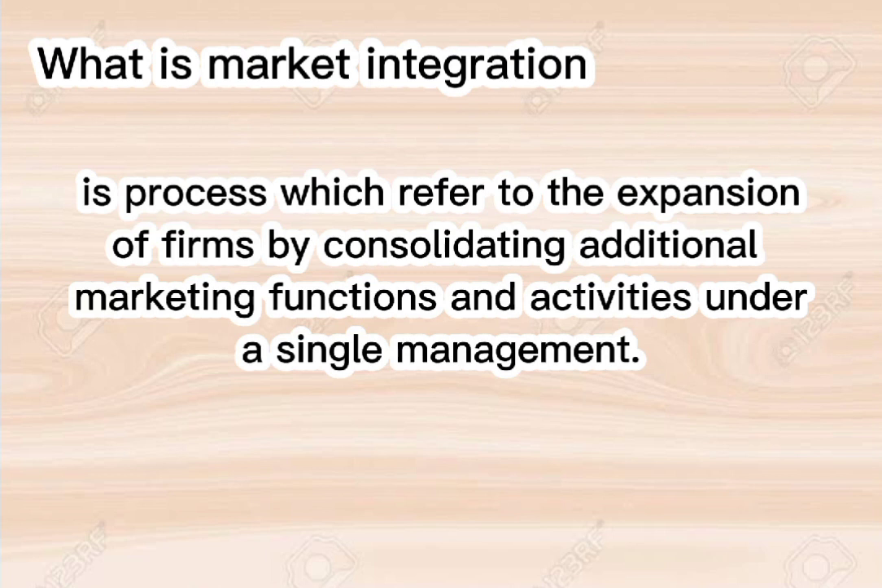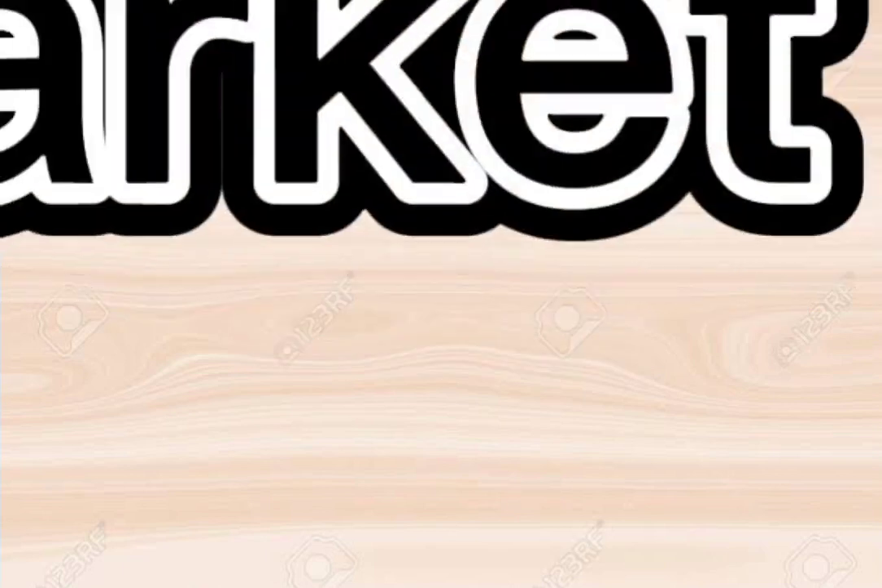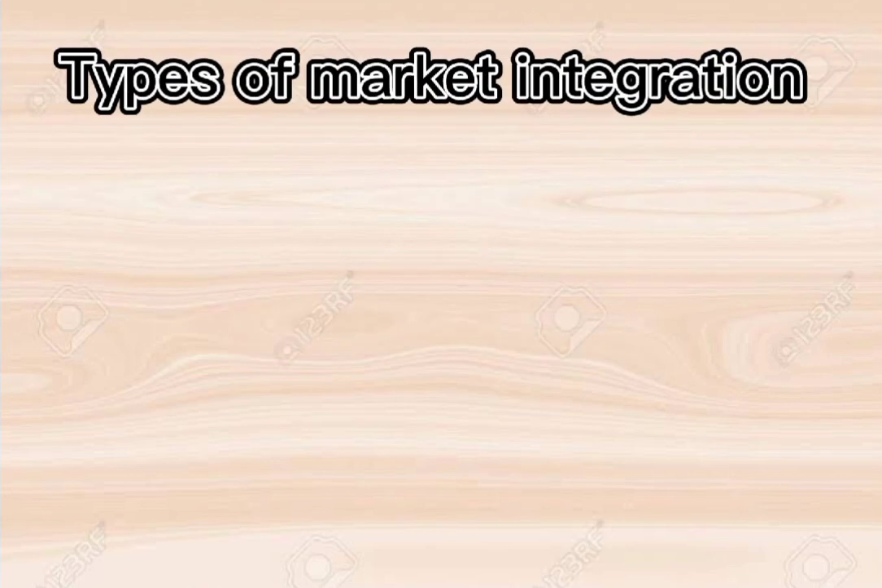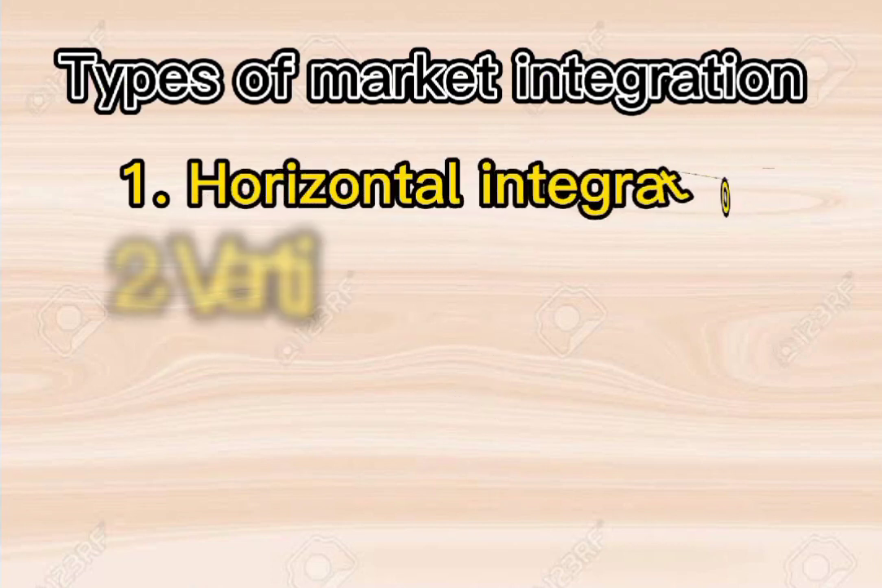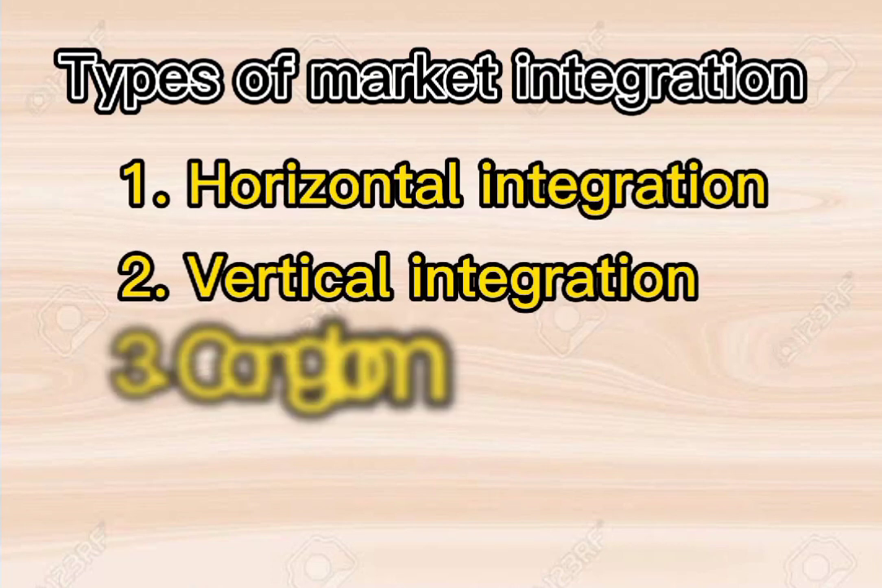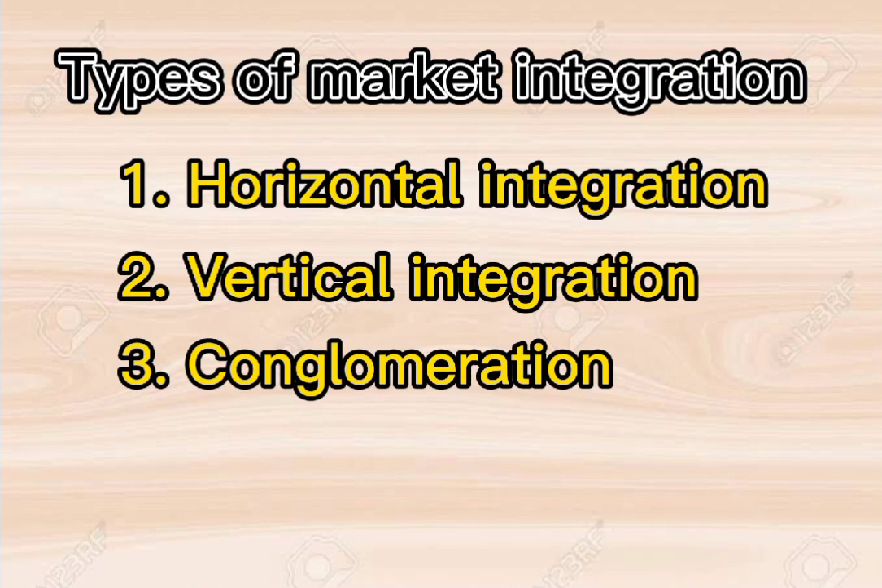So examples of market integration are the establishment of wholesaling facilities by food retailers and the setting up of another plant by a milk processor. In each case, there is a concentration of decision making in the hands of a single management. And now there are three types of market integration. First is horizontal integration, second is vertical integration, and third is conglomeration.